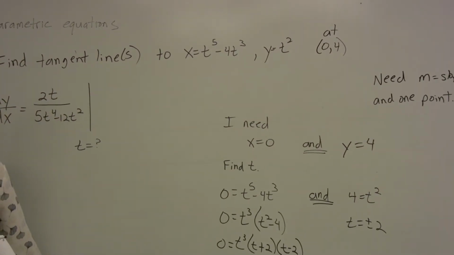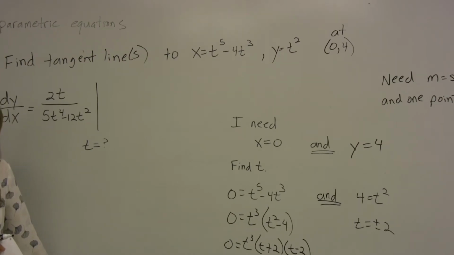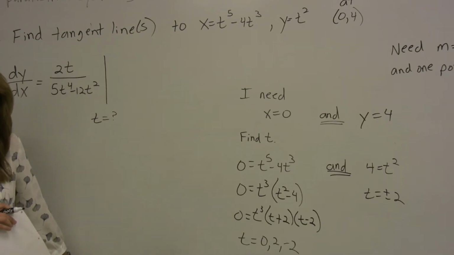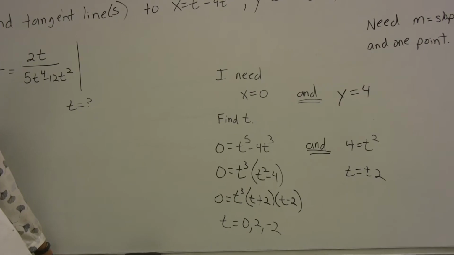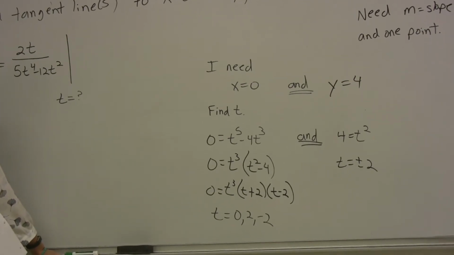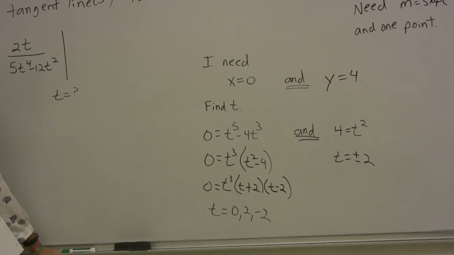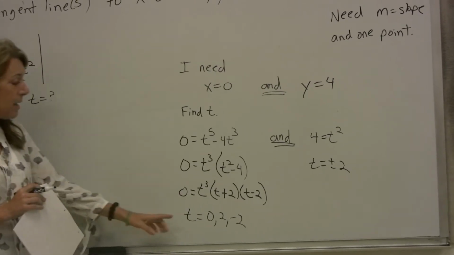Which values of t will put me at the point (0, 4)? Yeah, Joseph? Because you're -2 and 2. Just the -2 and 2, not the 0? Why not? Because it doesn't go through 0 and 2. It doesn't go through 4 and 0.